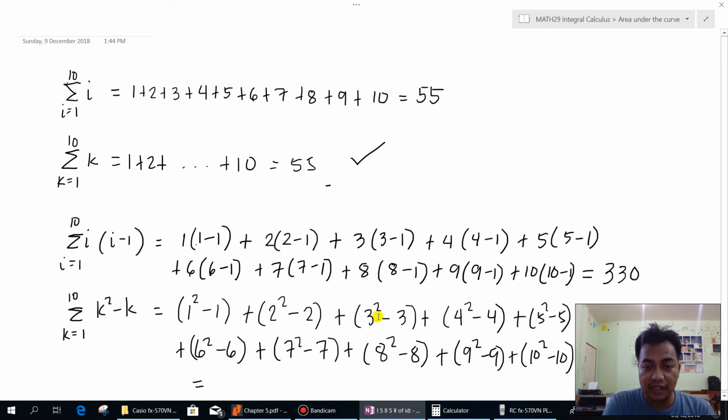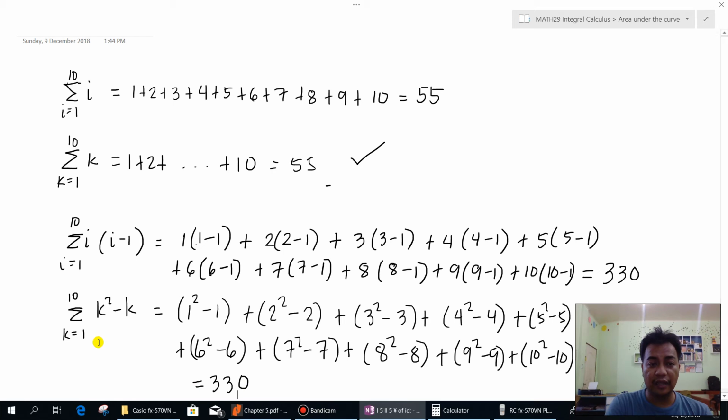So this one is equal to, this one is 0 plus 4 minus 2 is 2 plus 9 minus 3 is 6. Basically, they are the same. Pare-parehas yung bawat term. 0, 2, yan. So, parehas sila. Tingnan ninyo. They are the same. Okay, so this is also 330. Please check this one. Okay, that's how you answer question number 1.